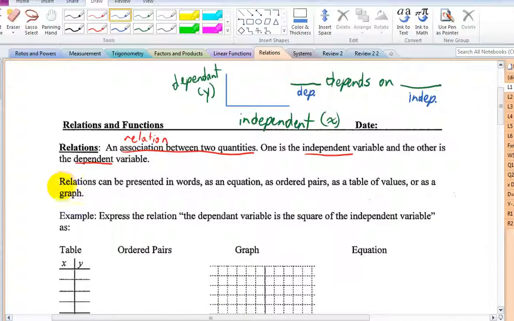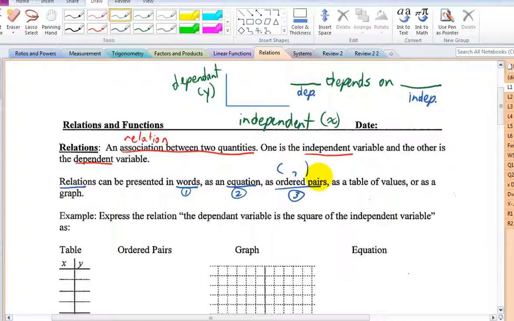Now, relations can be expressed several ways. It can be in words, like a sentence. Okay? So the color of different apples, or what are the colors of different apples? So you can also express it as an equation. Harder to do for the example I gave, but we can say a number increased by 3. That would be y equals x plus 3. You can also write as ordered pairs. So that's using your brackets and a comma to separate ideas.